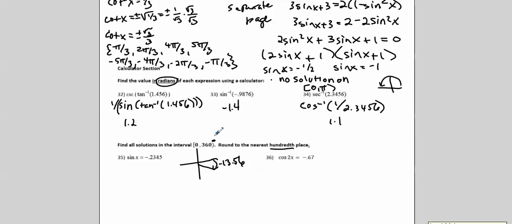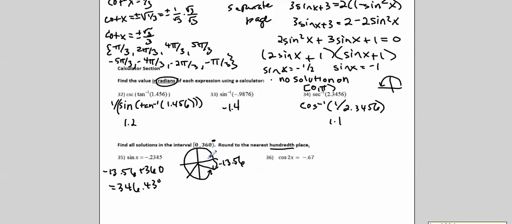But I only want answers between 0 and 360. Now I do know that sine is negative also in the third quadrant. So this is where my angles are that have a sine of negative 0.2345. But I want to name them both as positive angles. So let me go back to this one first. If I add 360 degrees to this, I'm going to find the coterminal angle plus 360, and that's going to give me 346.43 degrees. So this angle is 346.43 degrees.